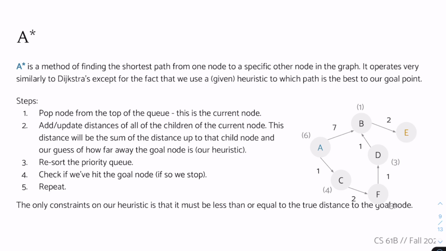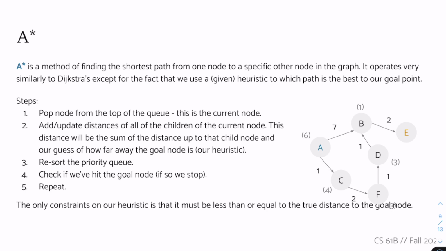The next algorithm is called A star. And A star is very similar to Dijkstra's. There's two big differences. First of all, the point of A star is not to find the shortest path from one node to every other node. The point is to find the shortest path from one specific place to a different specific place. So if we're talking about a US map, I don't want to find the fastest way to get from San Francisco to every single city in the US. I only need to find the fastest way to get from San Francisco to New York.